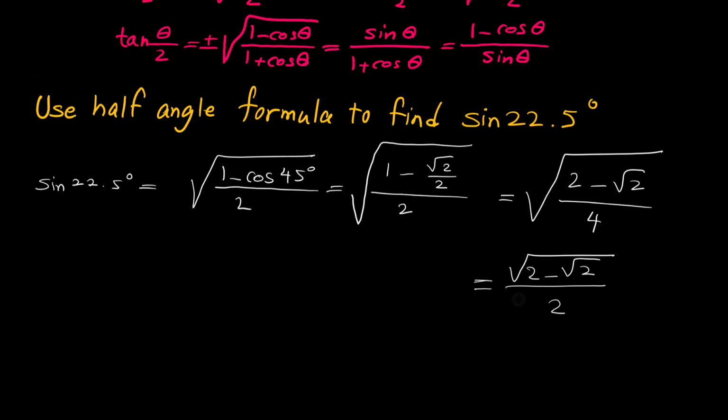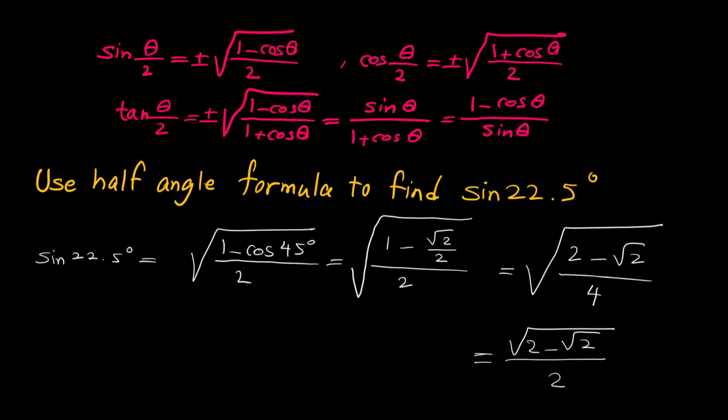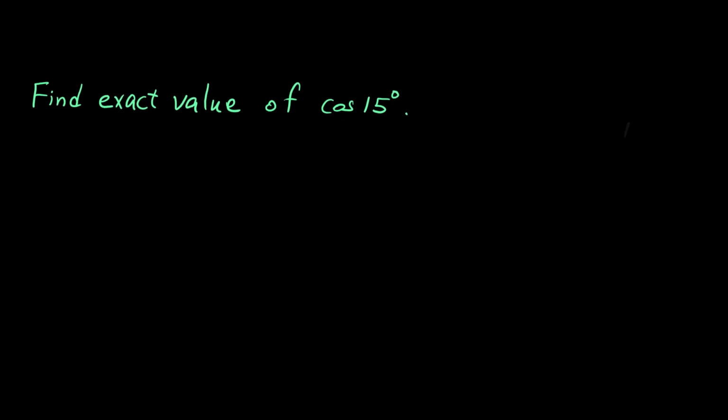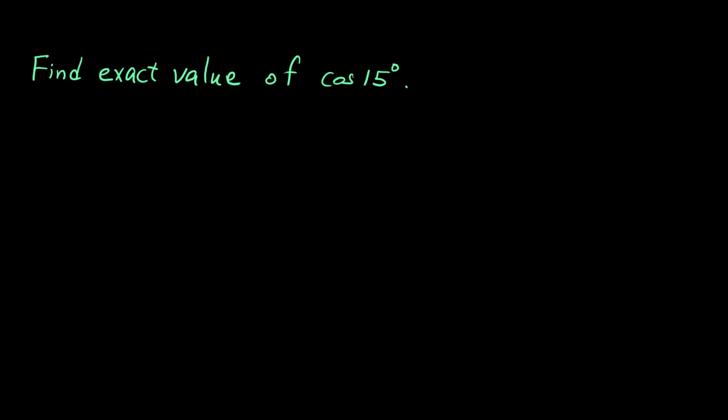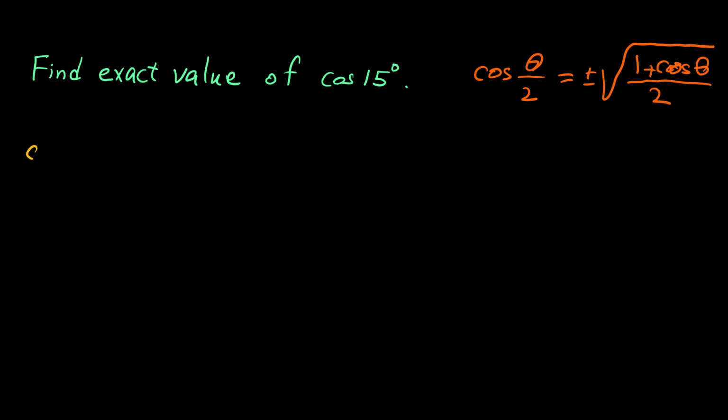So we want to use basically this formula for finding cosine of 15 degrees. Let me write down the formula here. Cosine of theta over 2 equals plus or minus radical (1 plus cosine of double of the angle) over 2. If we double theta over 2, it's theta. This is the formula.